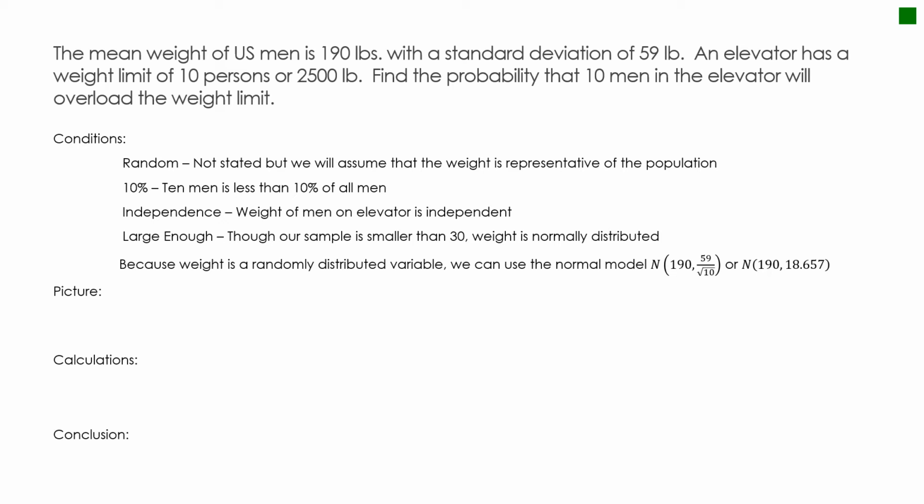10%, 10 is less than 10% of all men. Independence, the weight of the men on the elevator is independent from one another. Large enough, though our sample is smaller than 30, again, weight is normally distributed. And then because weight is normally distributed, I'm going to use the normal model. And the normal model is my mean of 190 that was given to me, and my standard deviation of 59 pounds divided by radical n, and radical n would be radical 10, so here's my normal model.